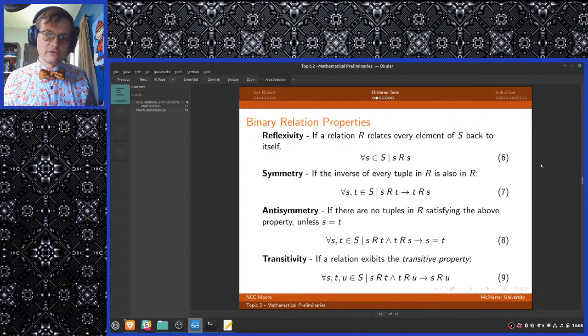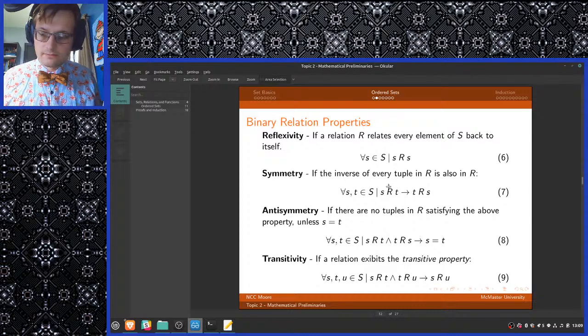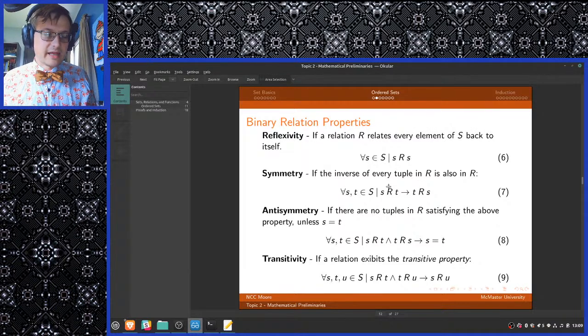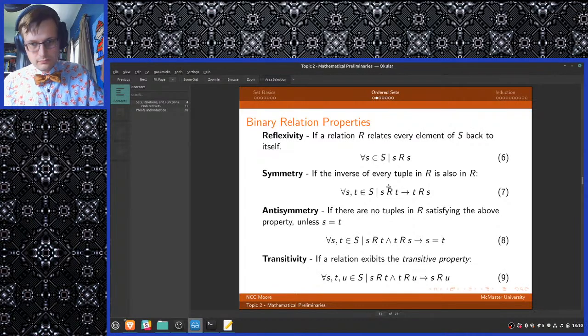Symmetry. If the inverse of every tuple in R is also in R. Oh, no, that's fine. I thought I needed brackets there, but I didn't actually. I was pretty careful with these slides not to get any typos in the formulas, because that would just be deadly, you know? So, for all S and T in the set S, S R T implies T R S. So, if you have (S, T) in the relation, that implies that (T, S) is also in the relation. Right? So, actually, negation would be an excellent example of a symmetric relation, because 5 becomes -5, and -5 becomes 5. There you go.